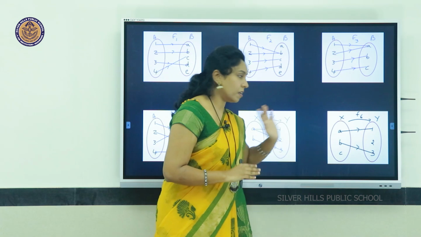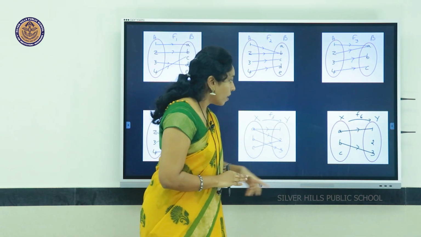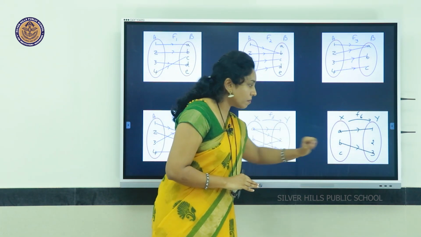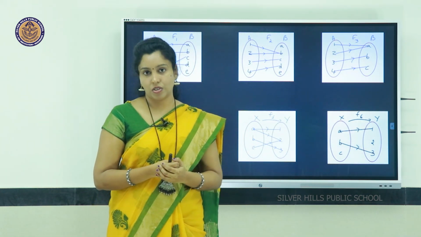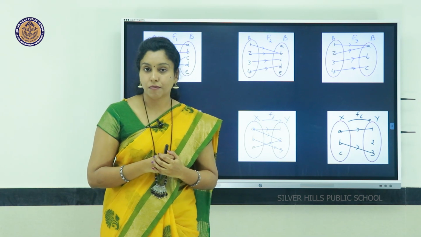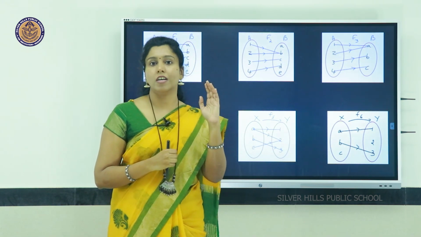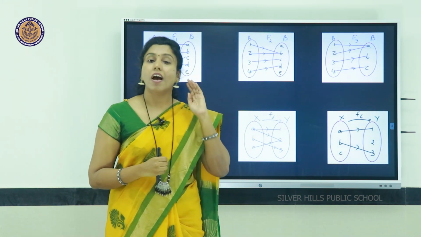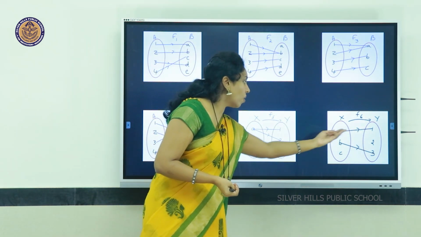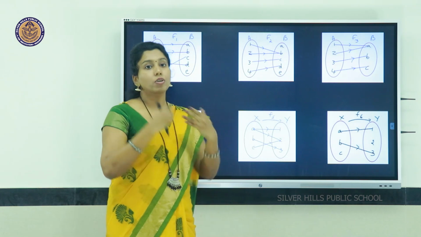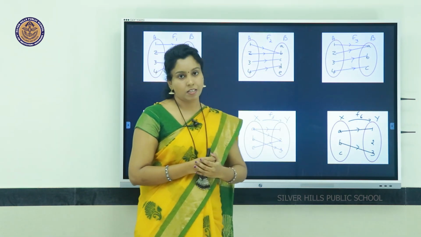Now, one more example is left. What is that? First set, look at the member C. That C does not have an image, and as per our definition, every element in the first set has an image, and that too a unique image. So, an arrow does not go from C to the next set.